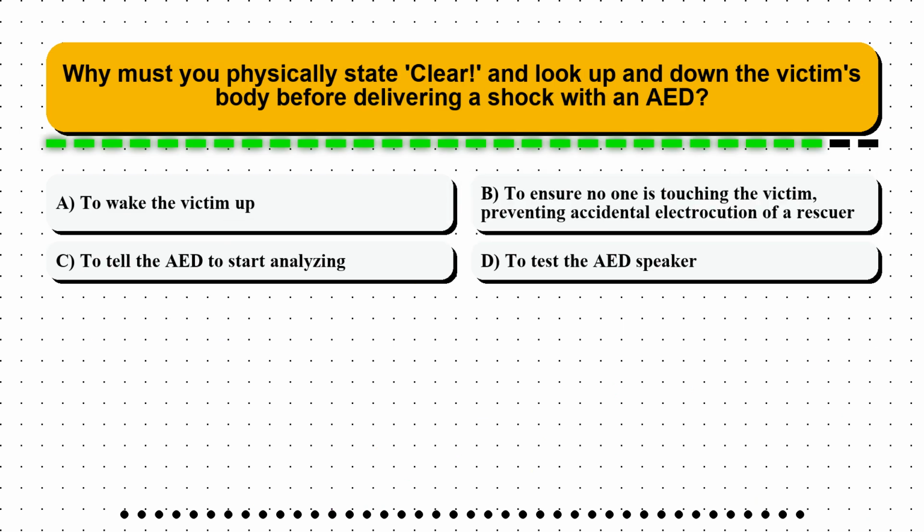Question 29. Why must you physically state, "clear," and look up and down the victim's body before delivering a shock with an AED? Option A. To wake the victim up. Option B. To ensure no one is touching the victim, preventing accidental electrocution of a rescuer. Option C. To tell the AED to start analyzing. Option D. To test the AED speaker.